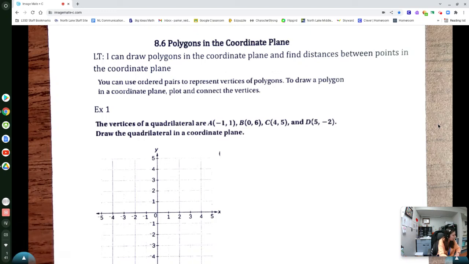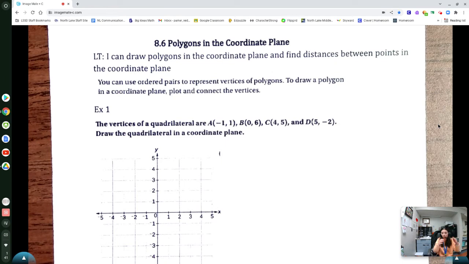Hey students, in this video we're going to go through 8.6, which is about polygons in the coordinate plane. Our learning target is I can draw polygons in the coordinate plane and find distances between points in the coordinate plane. So up here it tells us you can use ordered pairs to represent vertices of polygons.